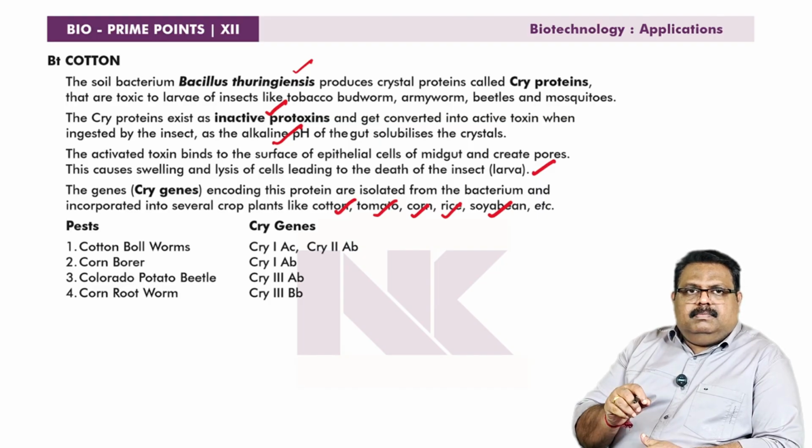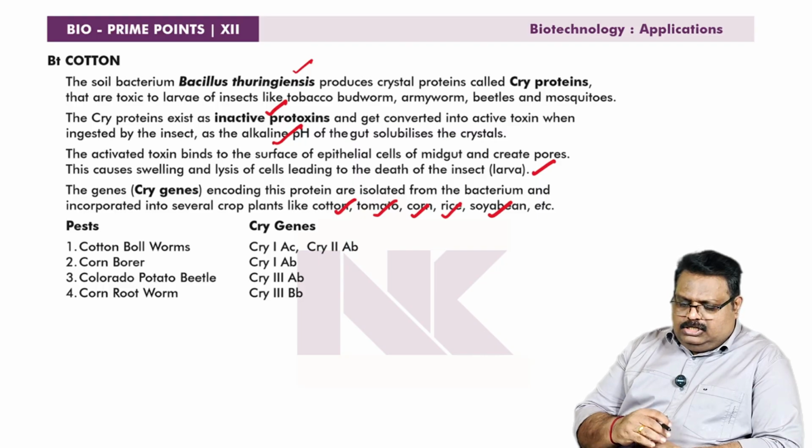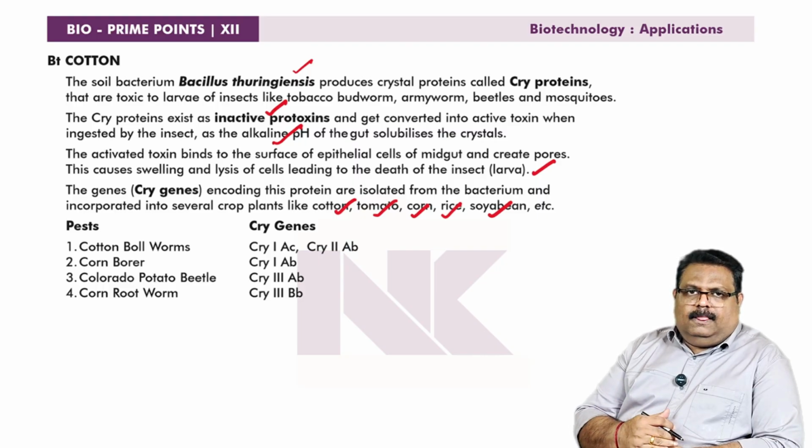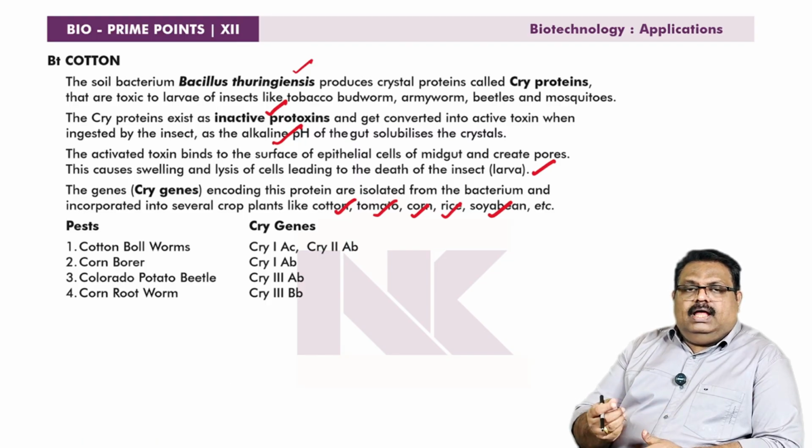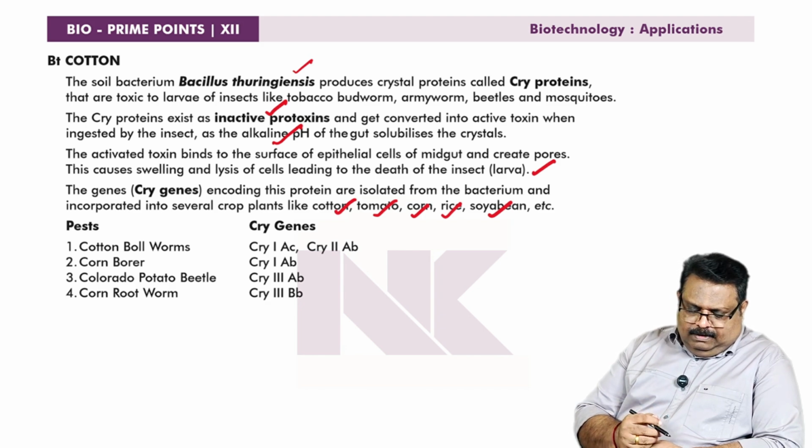But since the toxin exists inside the body of these plants in an inactive form, there is no toxic effect to the plants. Only when this protoxin gets activated inside the insect pest due to the alkaline pH of the gut will the toxicity be expressed. For example, cotton bollworms can be prevented by the cry genes cry1Ac and cry2Ab. Corn borer can be prevented by using cry1Ab. Colorado potato beetle can be prevented by using cry3Ab. And corn rootworm can be prevented by using cry3Bb.